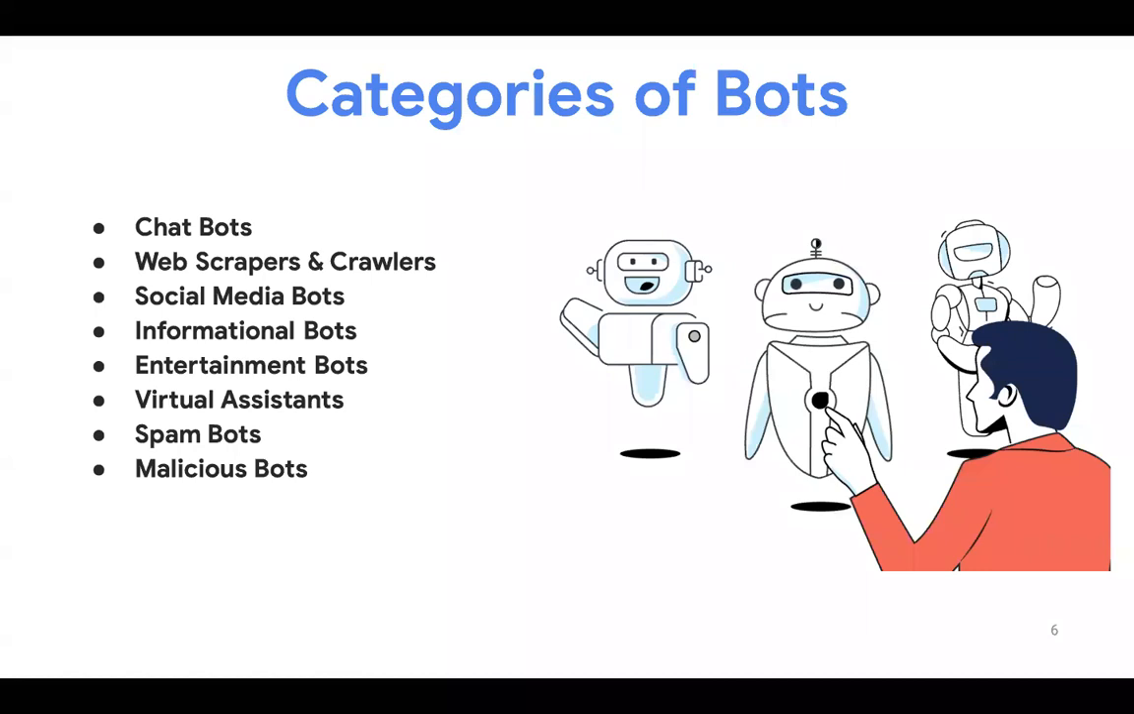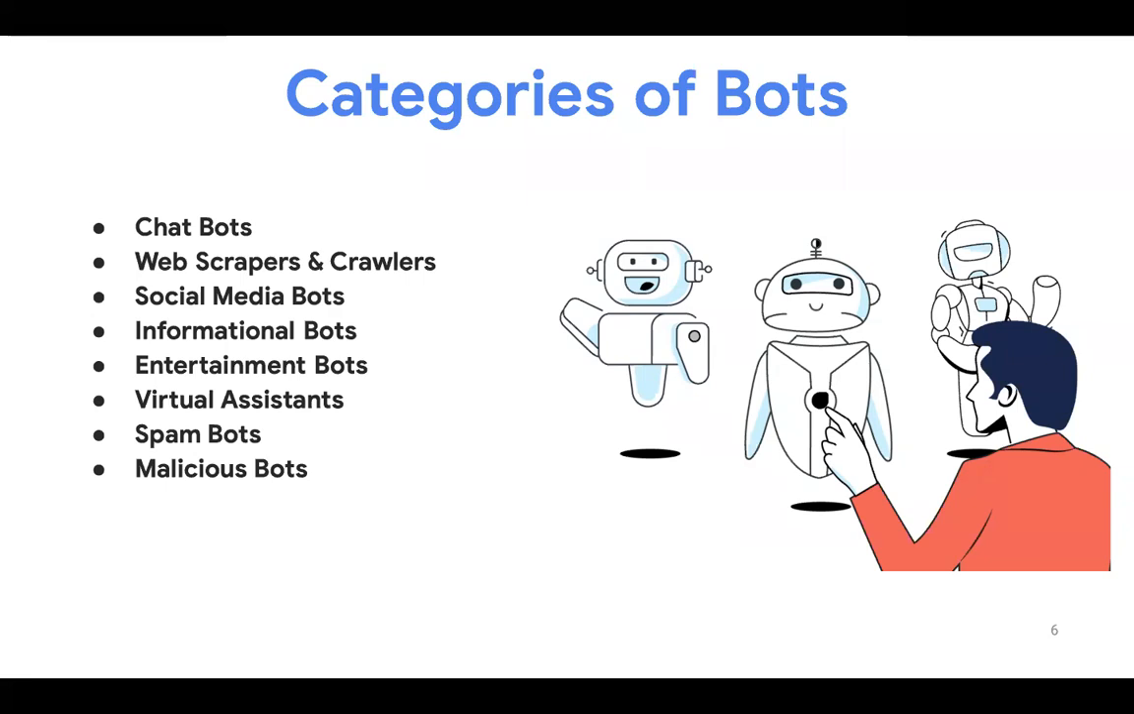We have informational bots. This kind of bot just gives you news updates, information, notifications, and all of that. Entertainment bots are another example. Entertainment bots can include game bots, like you're playing a game with, let's say, a computer. That is a form of entertainment, and the response that you are seeing is being powered by a bot. We have virtual assistants. An example of this is Siri, Google Assistant, and the rest.